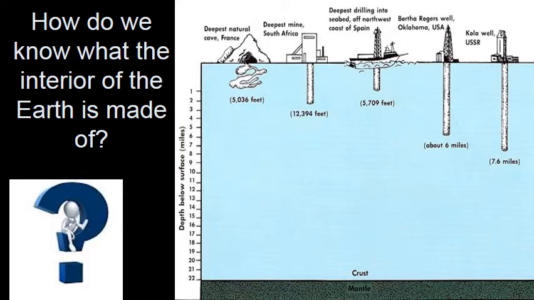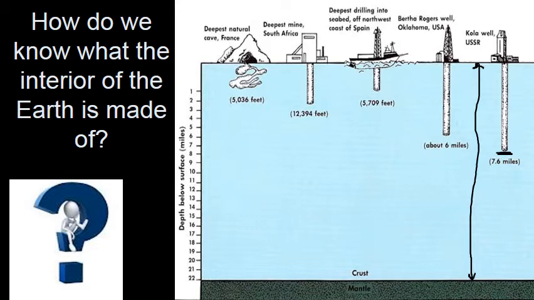So take a look at this picture. This is kind of interesting. These are the deepest holes that human beings have ever dug. So if we look at this in comparison to the size of the crust, here is the deepest hole that humans have ever dug. And the crust of the Earth goes all the way down to here. That's just the crust of the Earth. That's just the outermost layer of the Earth.